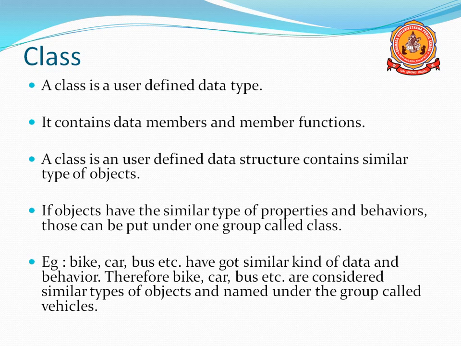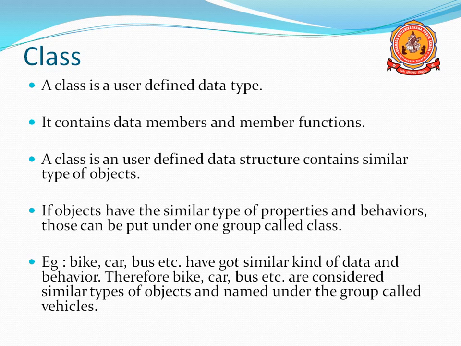If you check structures, a structure contains only the structure variables or structure elements. But a class contains data members and also member functions. Remember, two things are available in a class: one is data members and the other is member functions.